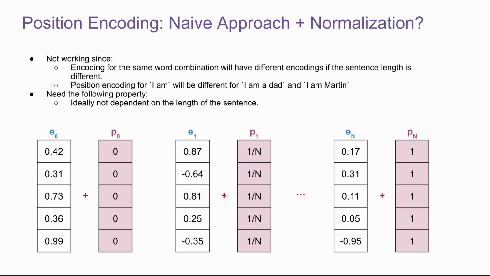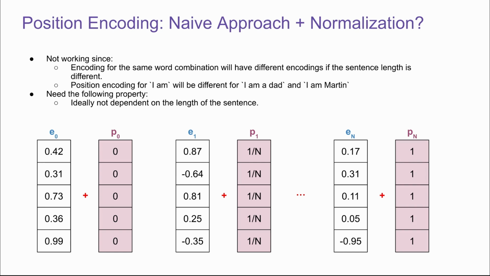So we normalize it: the first, P0, is all 0, P1 is 1 over n, and that means for Pn it's 1, right? In this case, all the values are between 0 and 1. So this won't work perfectly either. There are some caveats: encoding for the same word combination will have different encodings if the sentence length is different.